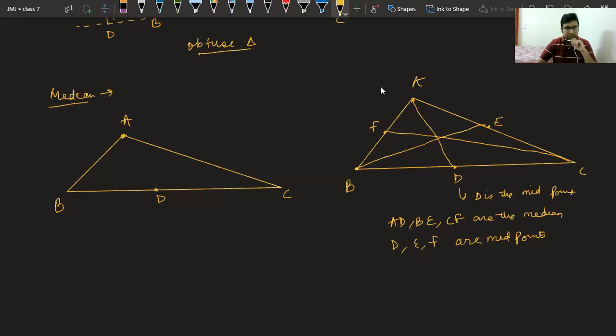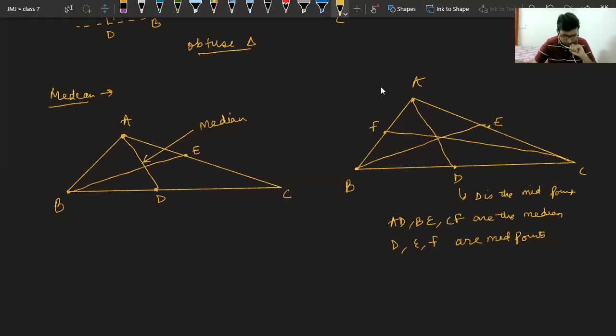Try to understand. D is the midpoint of side BC and A is the vertex. If you join the vertex to the midpoint of the opposite side, you get a median. This is a median. Similarly, if you join vertex B to the opposite side's midpoint, that is E, you will get the second median.